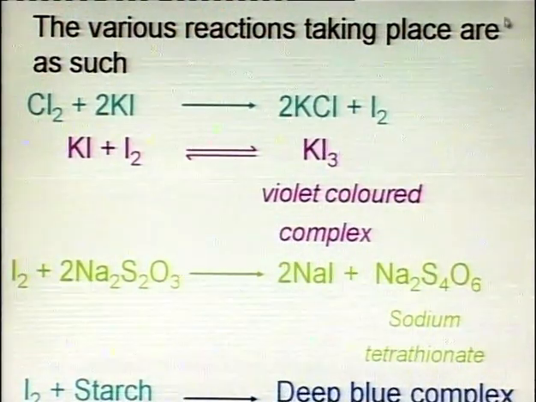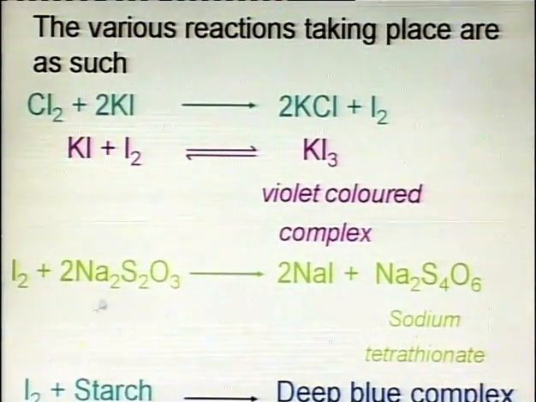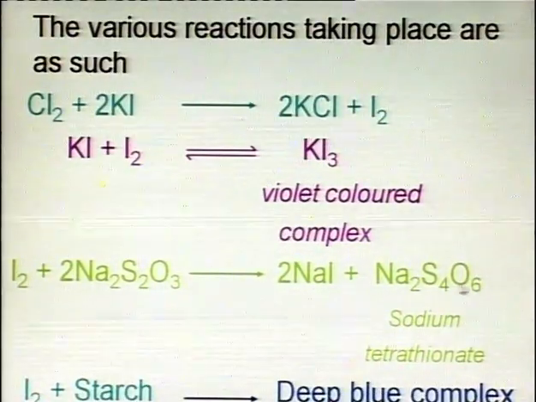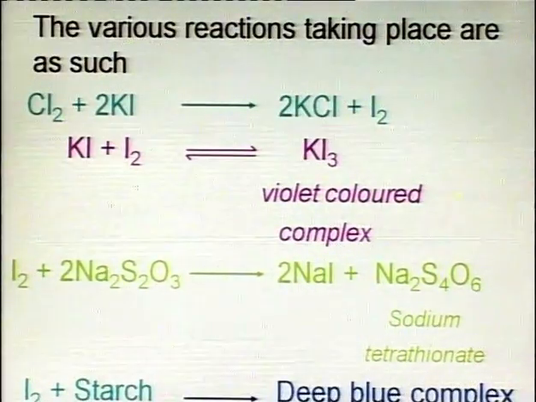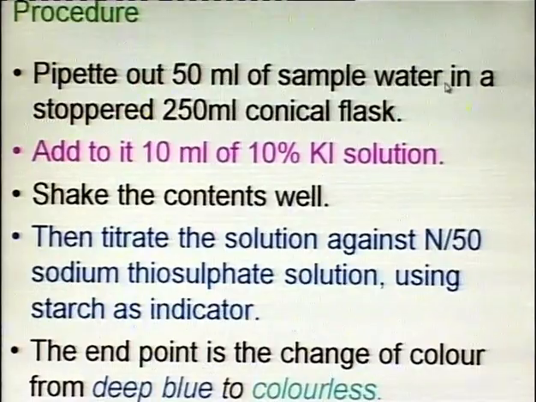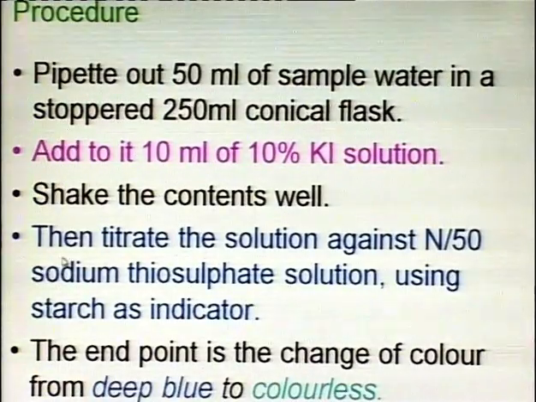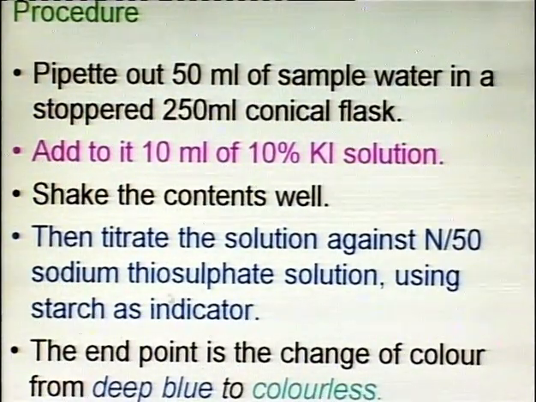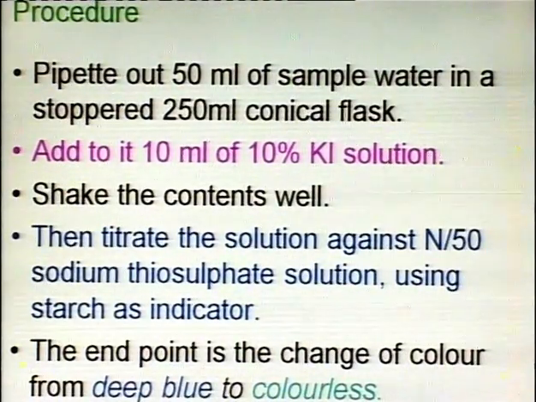The various reactions taking place are as follows: chlorine plus KI gives KCl plus iodine. KI also forms a complex with iodine, KI3. Iodine, which is set free, reacts with sodium thiosulfate to form NaI and sodium tetrathionate, and with the indicator, which is starch, it forms a deep blue complex. So, what is the procedure? Pipette out 50 ml of sample water, add to it 10 ml of 10% KI, shake the contents well, and titrate the solution against N/50 sodium thiosulfate solution using starch as indicator. End point is blue to colorless.